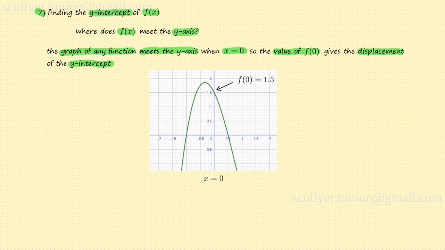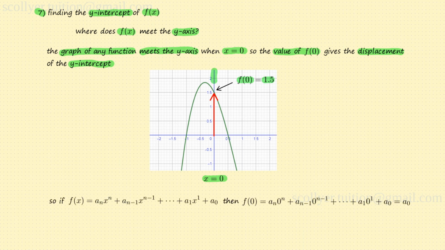So for example, here we see a graph. We have the line x equals 0, which defines the y-axis, and we see that f of 0 equals 1.5, which is the displacement of the graph when it crosses the y-axis. In other words, it's the displacement indicated by the red arrow shown here.